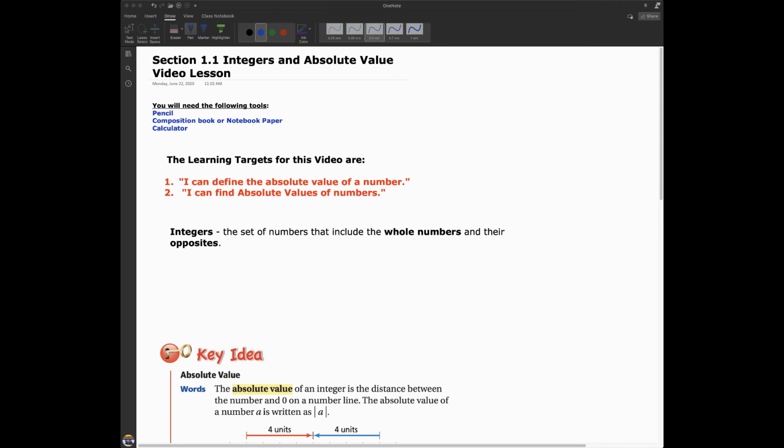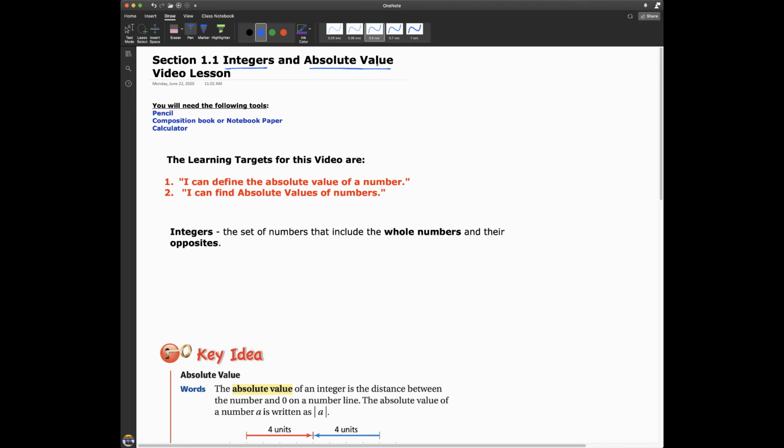Hey everybody, Mr. Odom here, and I am going to talk to you today about integers and absolute value. So those might be some new terms. Maybe you've heard of these things before, what integers are and what absolute value is. But if you haven't, then I am going to go over what those things are and how we use them.